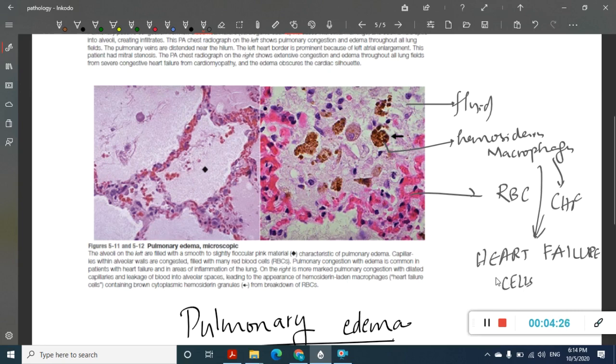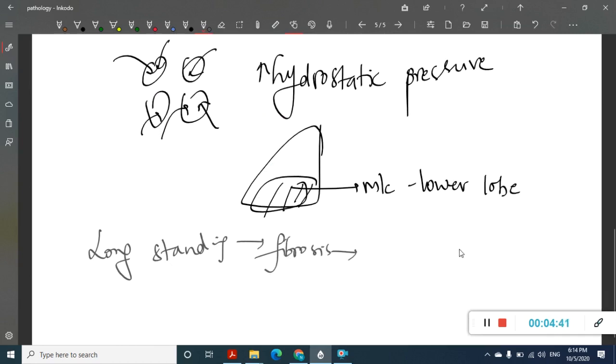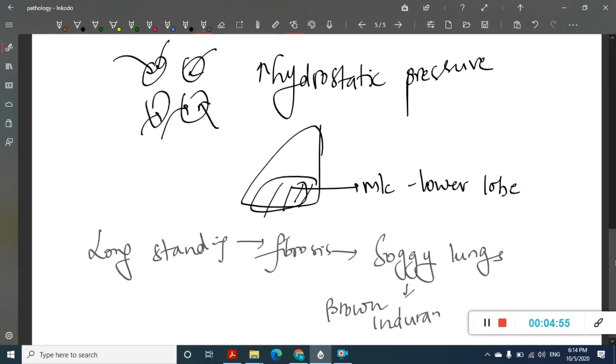So this is about pulmonary edema. I don't have a picture, but in long standing cases, the pulmonary congestion will increase and it undergoes fibrosis, and there is thickening of the alveolar wall. It leads to one type of lungs which were named as soggy lungs, which have a brown induration. Soggy lungs with brown induration are seen in pulmonary edema. So this is about pulmonary edema.